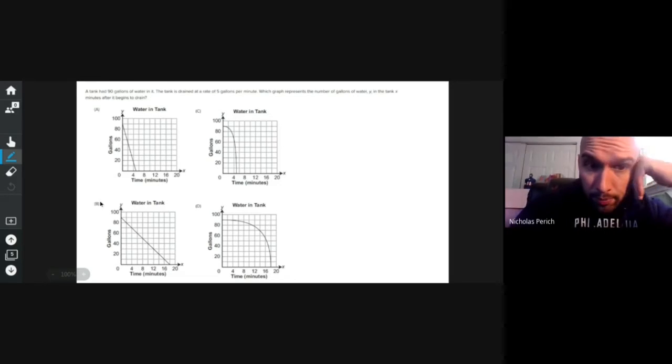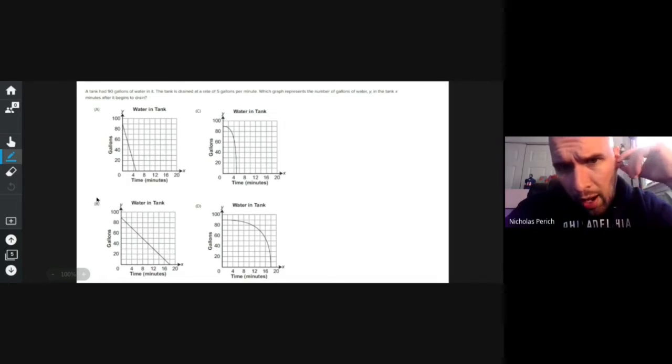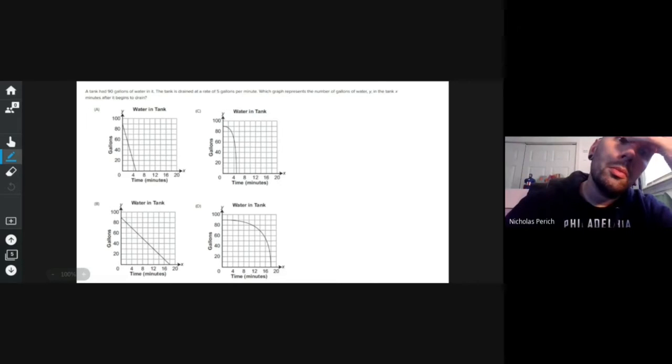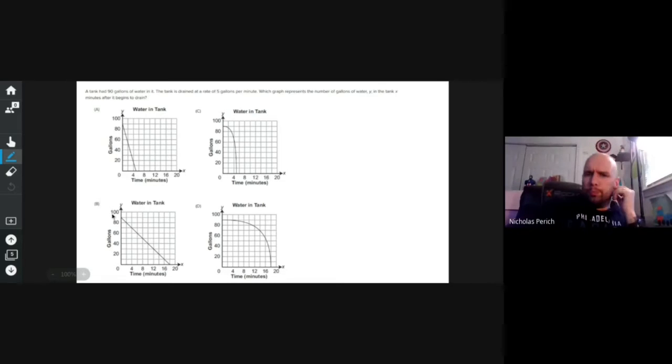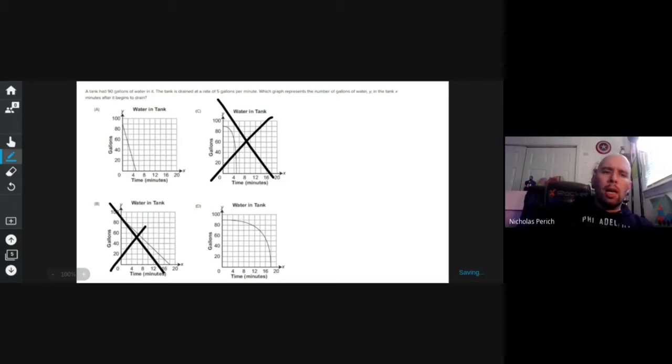A tank is drained at a rate of 5 gallons per minute. Which graph represents the number of gallons of water after it begins to drain? Well, if it starts with 90, it's going to start up here at 90, and all of these start at 90. If it's draining at 5 gallons per minute, that's a constant rate, right? And remember, constant rates are straight lines, so it can't be U and it can't be U. I need the one that's draining at 5 gallons per minute. Okay, did I cross out the wrong one? I did.